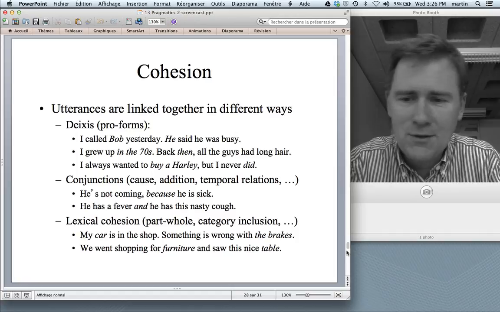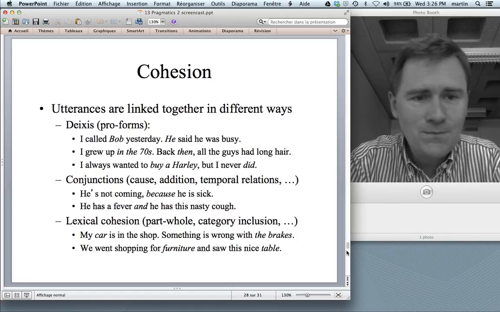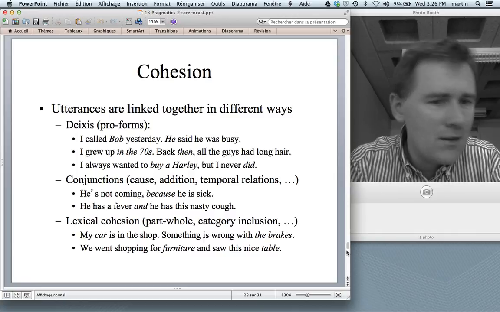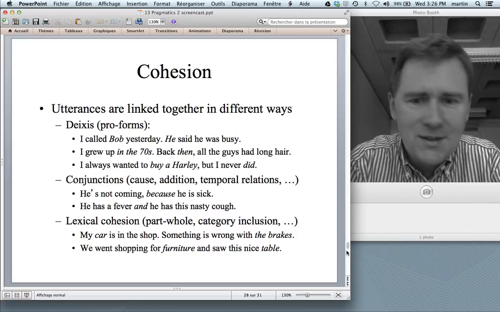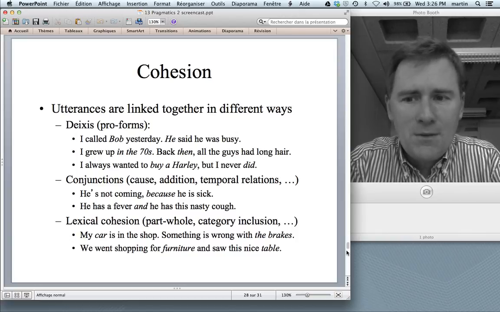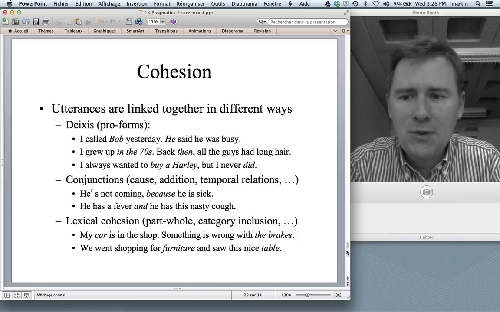I grew up in the 70s, says this example. Back then, all the guys had long hair. I always wanted to buy a Harley, but I never did. The pro-verb "did" refers back to buying a Harley. So deictic elements are one way to establish cohesion.